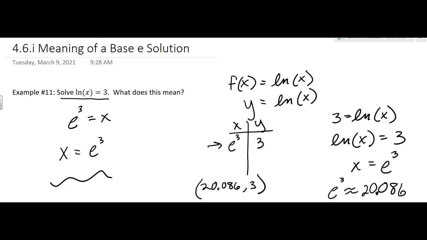So you might have to do that if you wanted to graph something. You might have to get a number to correspond to what e to the third is. So that's just an example.